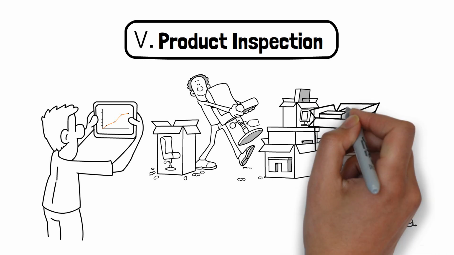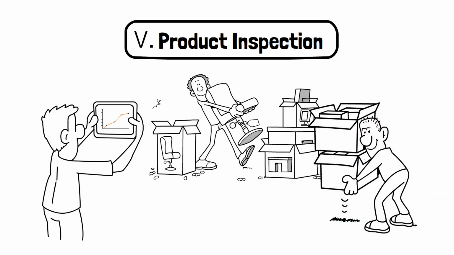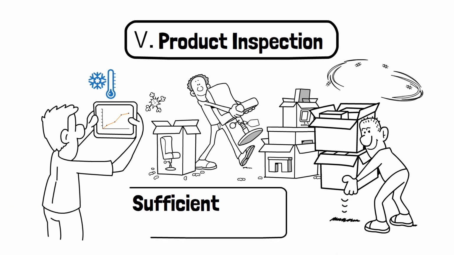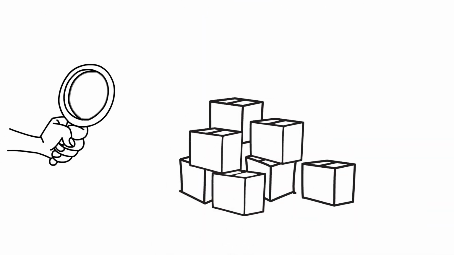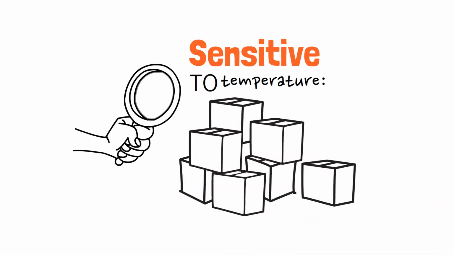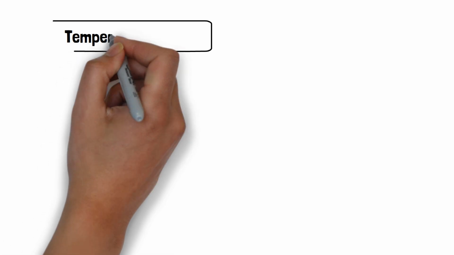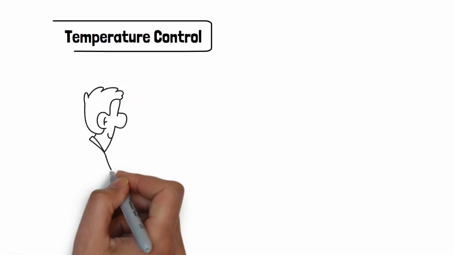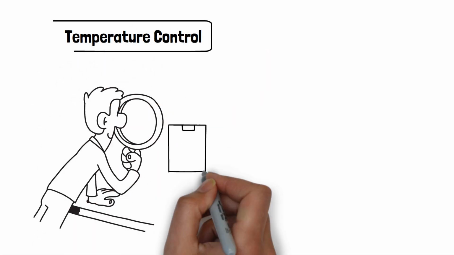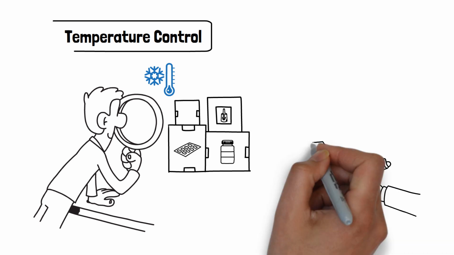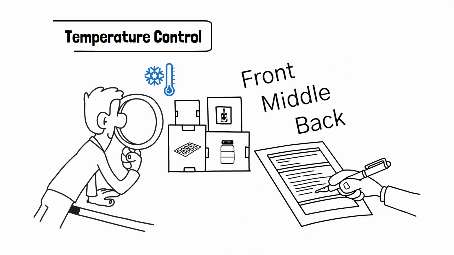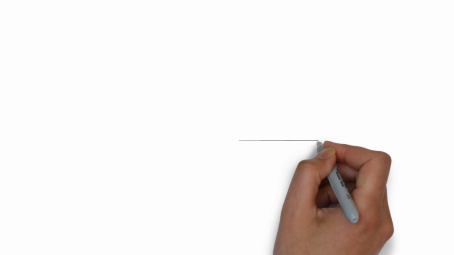Here you are looking for crushing, leaking, wet, or other apparent damage or temperature abuse like thawing and refreezing. You will also be verifying the product has sufficient shelf life. Special attention goes to items sensitive to temperature. Temperature control. If we're dealing with products that need cold storage, like frozen dairy or produce, we'll closely monitor and record temperatures from the front, middle, and back of the container.